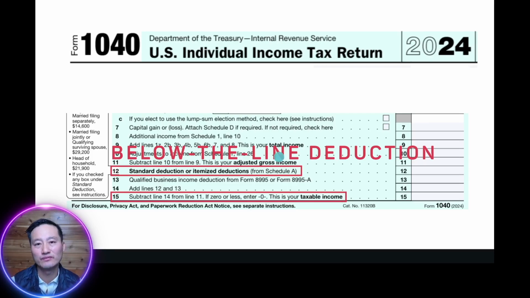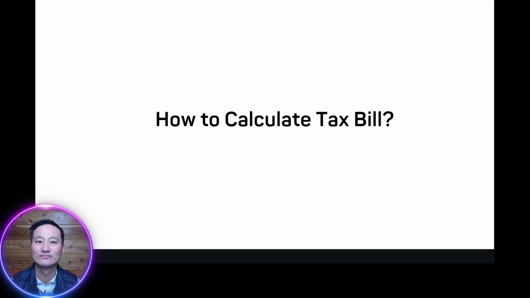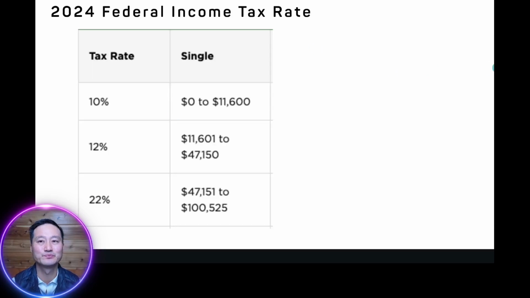And here's where you'll find the below the line deduction, line 12 on page 1 of your 1040. When you apply this below the line deduction to your adjusted gross income, then you arrive at the total taxable income, which shows up on line 15. So now you know how to determine your taxable income. Let's talk about how to calculate your tax bill.